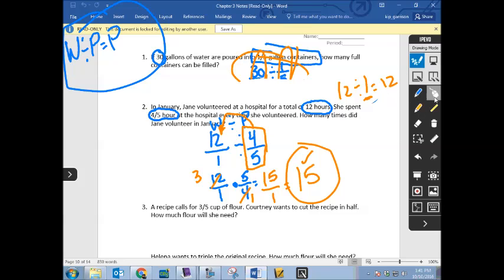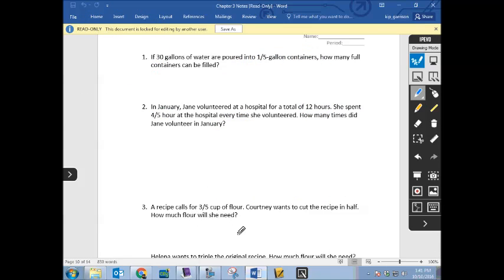Makes sense? Okay. A recipe calls for 3/5 cup of flour. Courtney wants to cut the recipe in half. How much will she need? Well, if she wants to cut it in half, how much is she going to need?